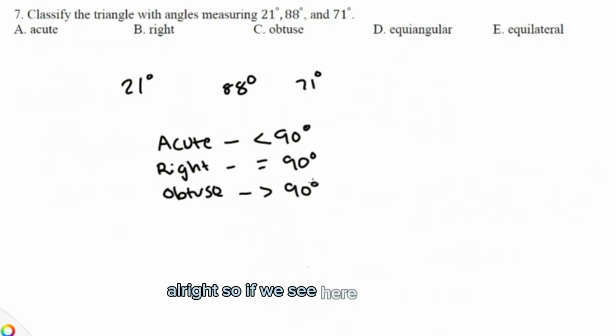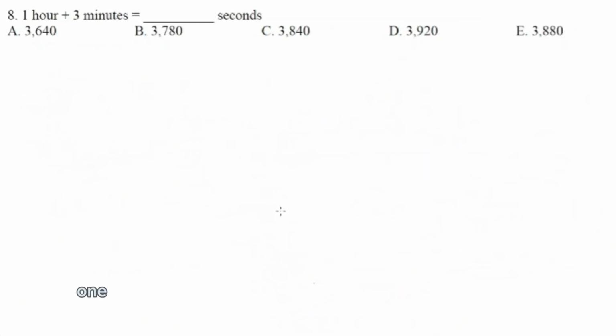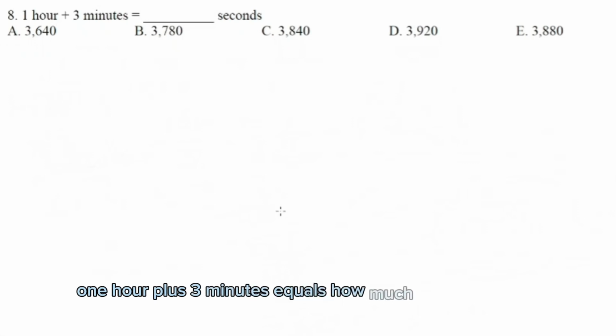Alright, so if we see here, 21 degrees, that is less than 90 degrees, meaning it is acute. Next, 88 degrees, that is also less than 90 degrees, so it's acute. Next, 71 degrees. That is also less than 90 degrees, so that is also acute. As you can see, all three angles are acute, meaning the triangle itself is acute. And that's your answer. Next, 1 hour plus 3 minutes equals how many seconds?